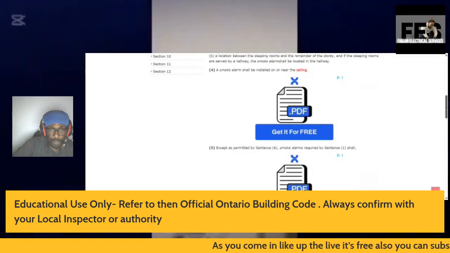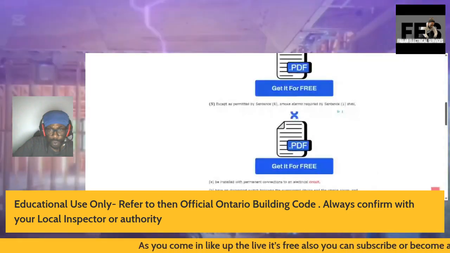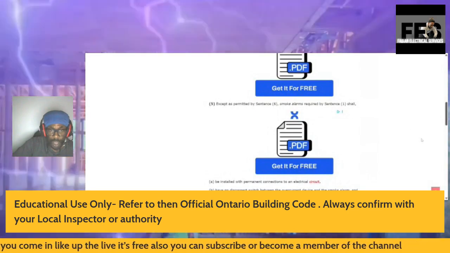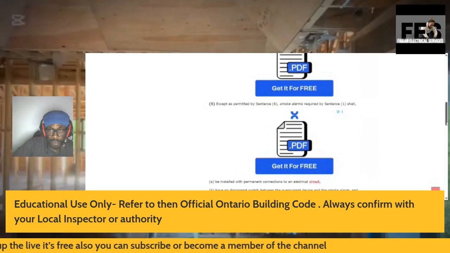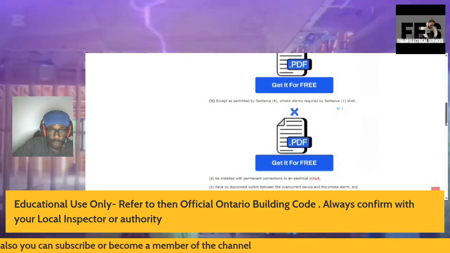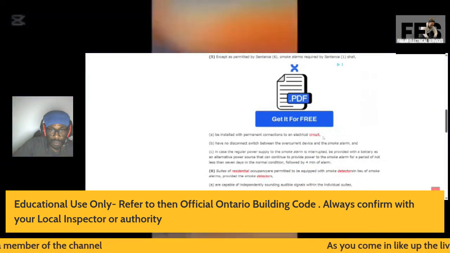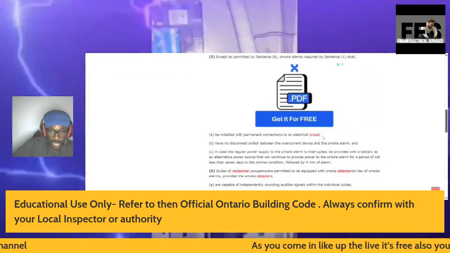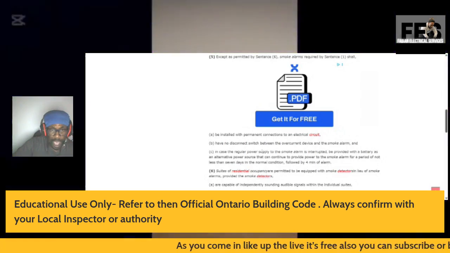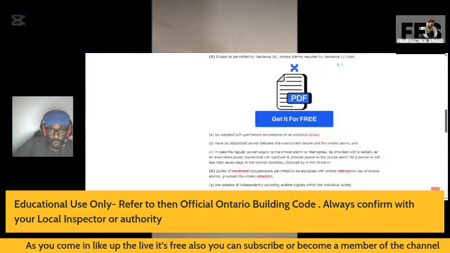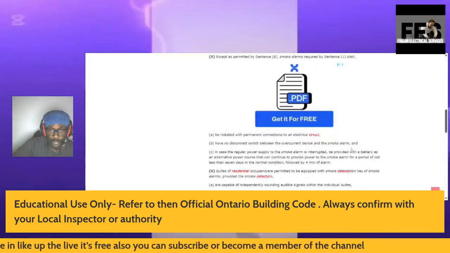Except as permitted by sentence 6, smoke alarms required by sentence 1 shall be installed with permanent connection in an electrical circuit. So again, be installed with permanent connection in an electrical circuit. That's the same thing as the lighting circuit. Have no disconnect switch between the overcurrent device and the smoke alarm.